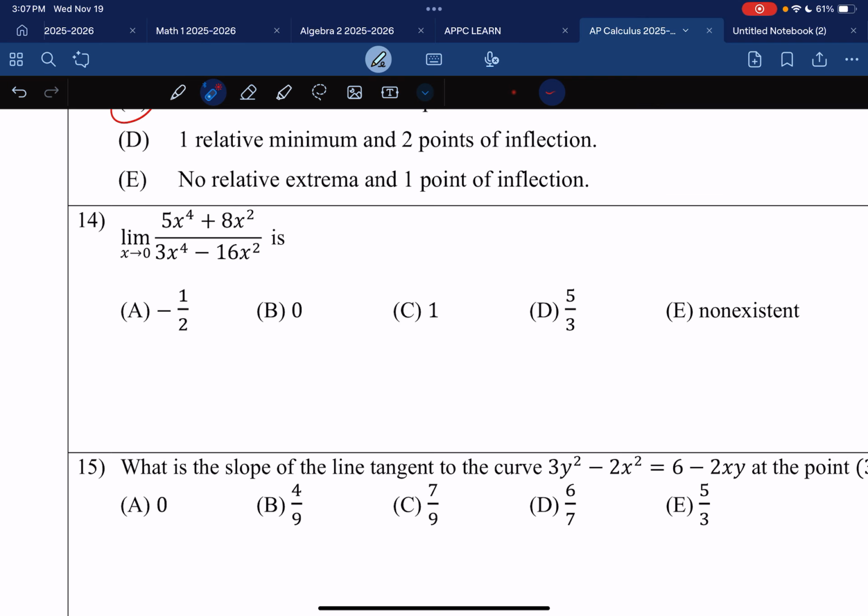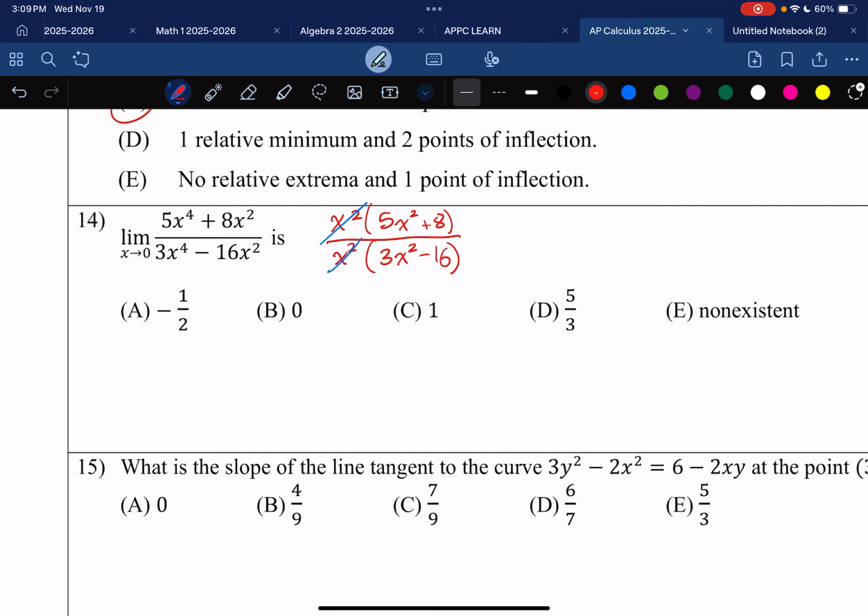If you have the indeterminate form, typically you will factor, cancel, and then plug in. And indeed, that is what we're going to be doing. So when we factor, I'm going to be factoring out an x squared. When we factor out an x squared, I'm left with a 5x squared plus 8. In the denominator, I'm going to factor out x squared yet again. And when I factor out x squared, I'm left with a 3x squared minus a 16. So I factored. Now I will cancel.